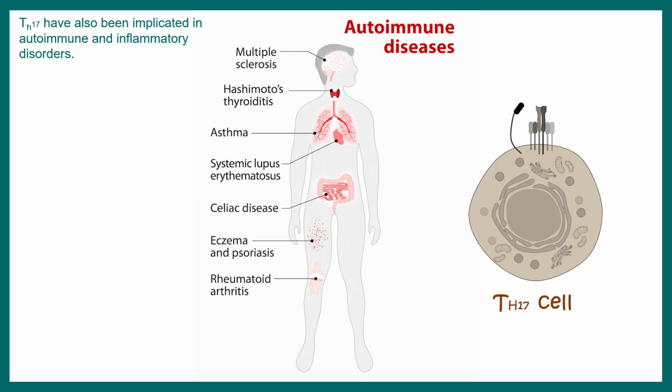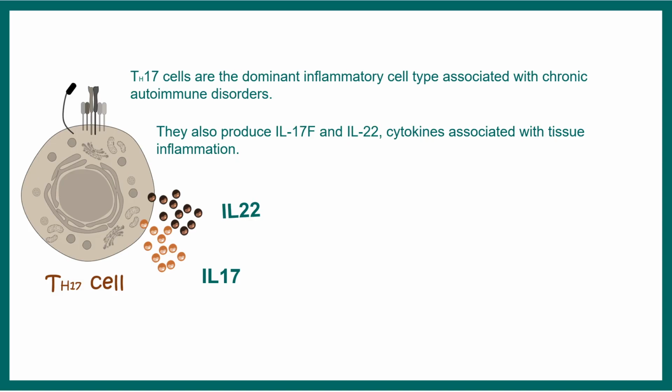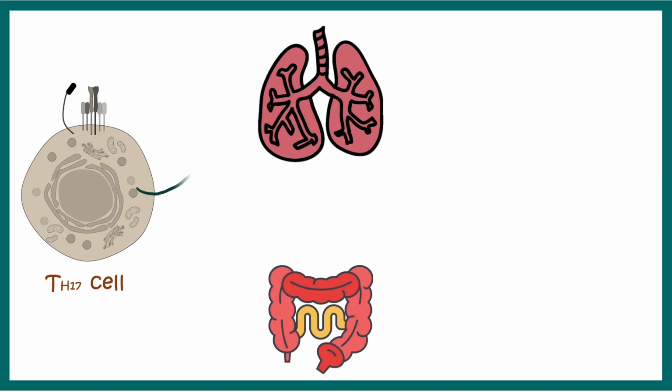Other autoimmune disorders such as multiple sclerosis, Hashimoto's thyroiditis, asthma, eczema, rheumatoid arthritis, all of these have to some extent involvement of this Th17 subtype. Th17 cells are dominant inflammatory cells that are present in chronic autoimmune diseases. They produce two major cytokines, interleukin 17, 17F and 17A, and interleukin 22. And each of these cytokines leads to inflammation of the epithelia, such as intestinal epithelia or lung epithelia.